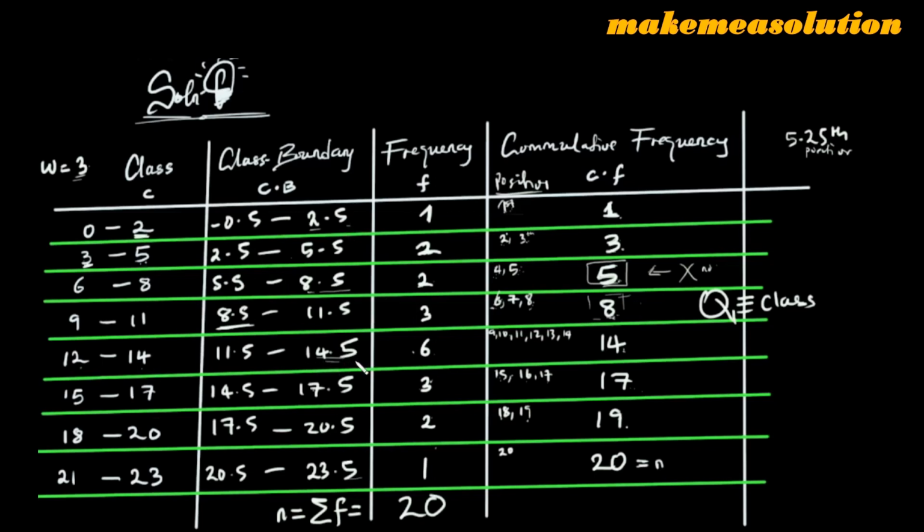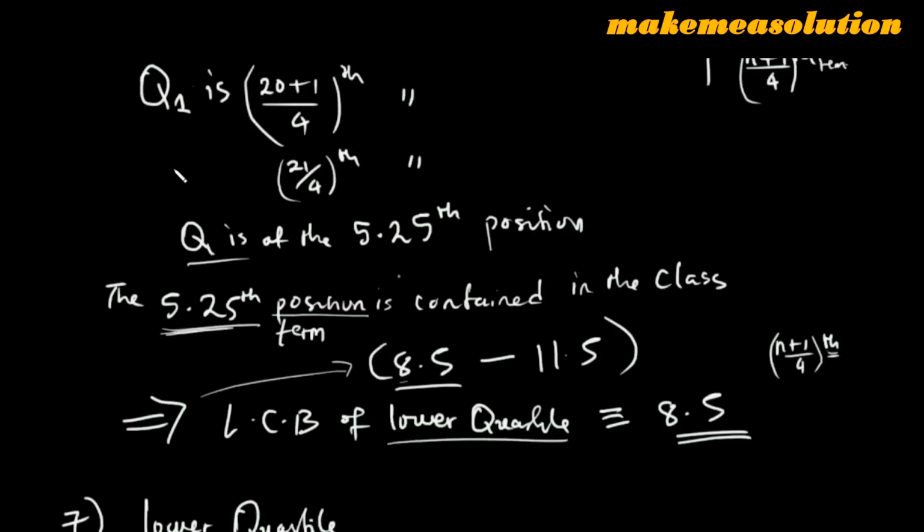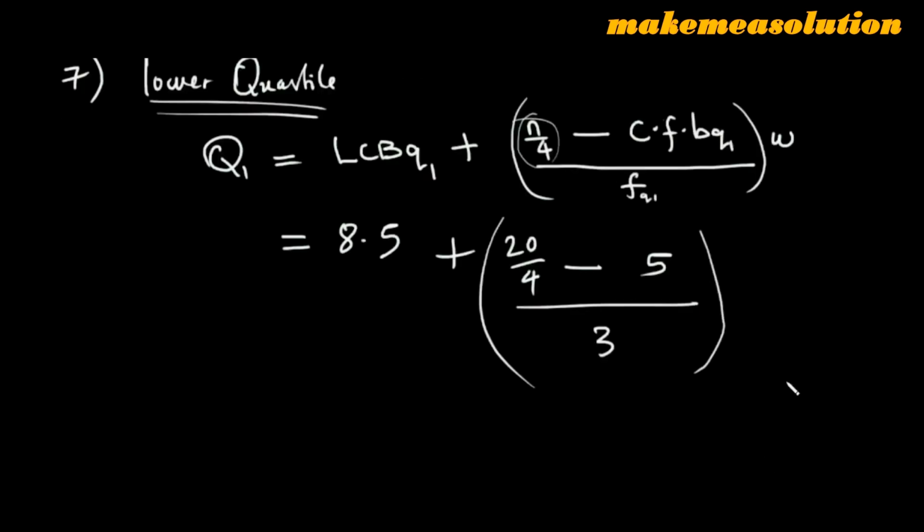When you're using class boundary, you use the upper class boundary of one class minus the upper class boundary of the class before it, or the lower class boundary of one class minus the lower class boundary of the class before it, and that will still give you 3. So since our class width is uniform, we will take W as 3 throughout our solving, times 3. So when we evaluate, we'll have 8.5 plus 20 divided by 4 is 5.